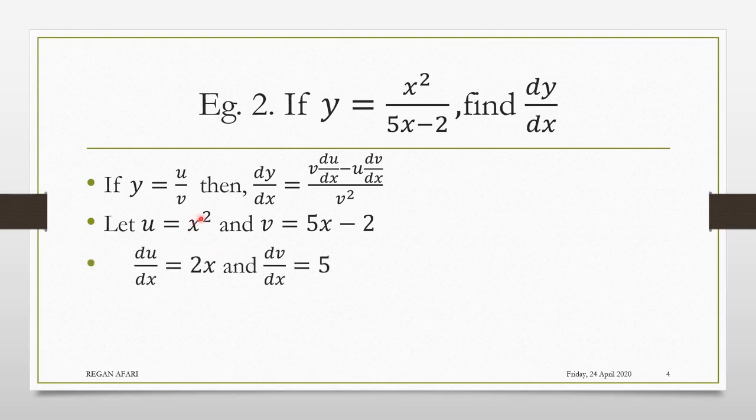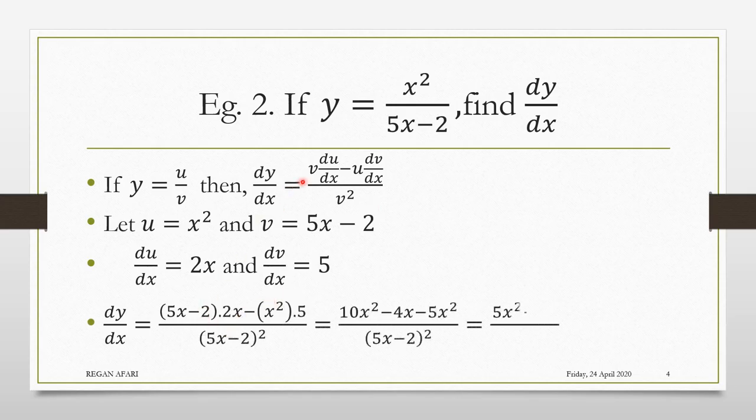Now, if we differentiate this, we will get du/dx giving us what? 2x. And when we differentiate this, we get 5. So our job is to substitute u, du/dx, v, dv/dx into this formula, and then we are done. When we substitute, we have v first. So this is v, we keep it here. Then we have times du/dx. What is du/dx? It's 2x. Then we have minus, so we bring the minus sign.